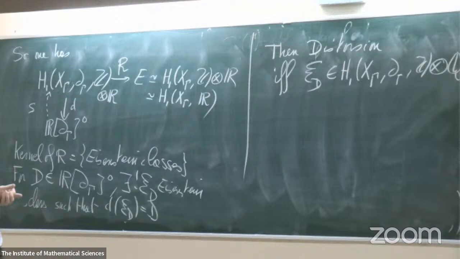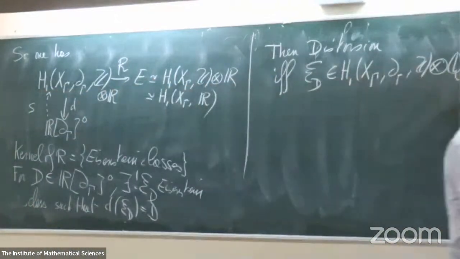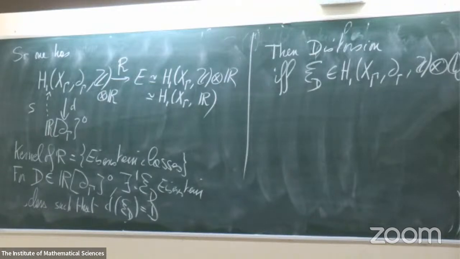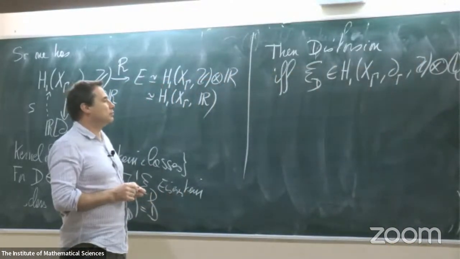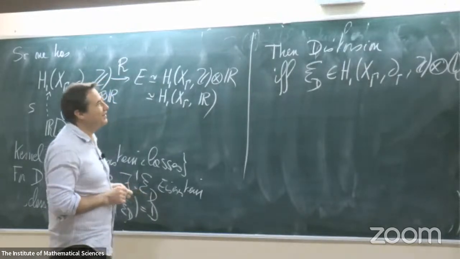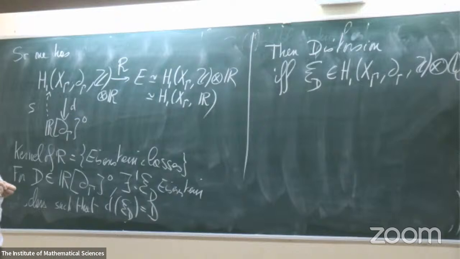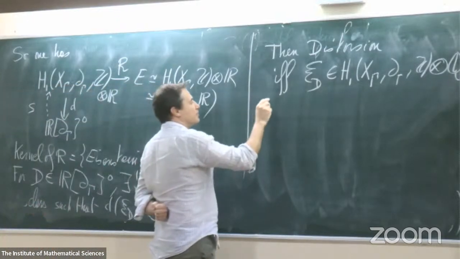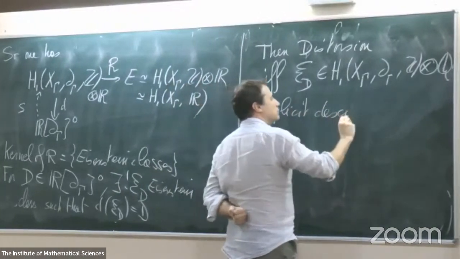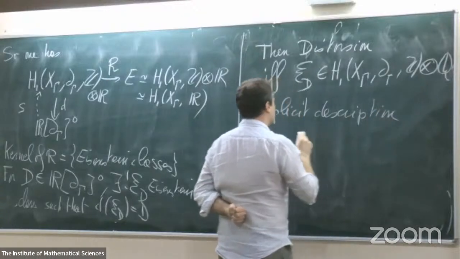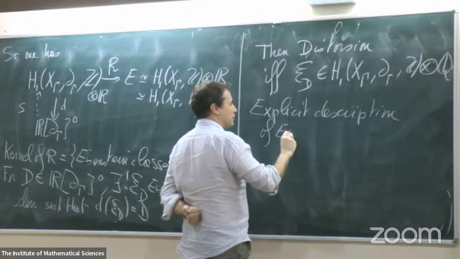So what are the Eisenstein classes? How can you write them down explicitly, especially since you have a very explicit description of those groups? It should be possible to write down the Eisenstein classes, and this has been done actually by various people, including me, and there is myself, so explicit description of Eisenstein ED.